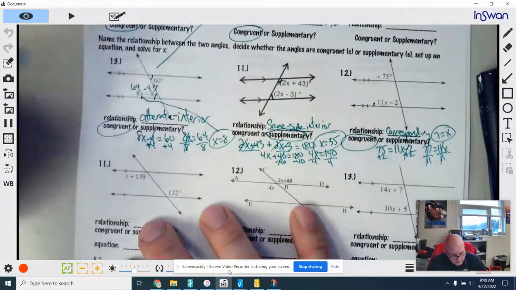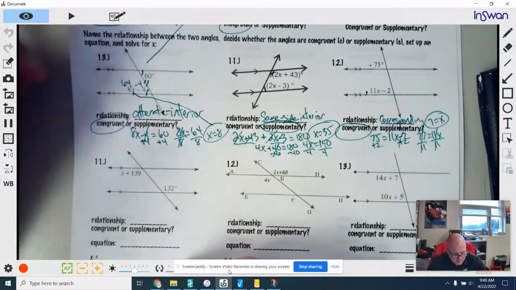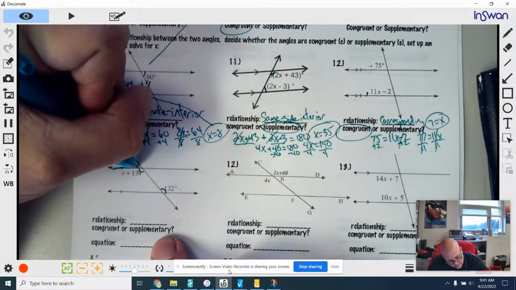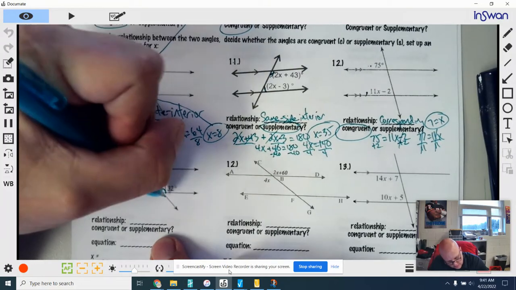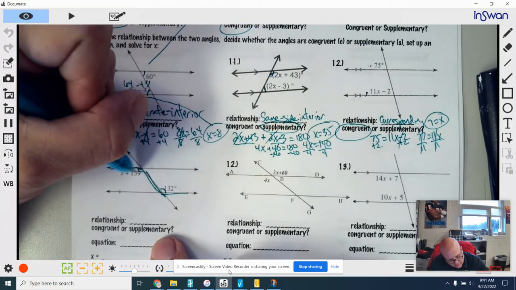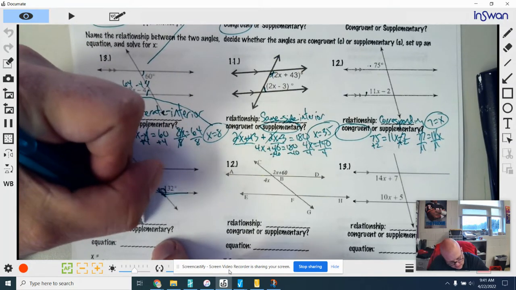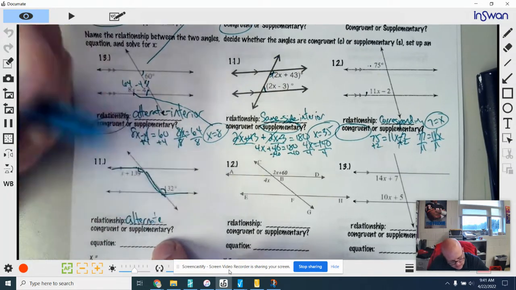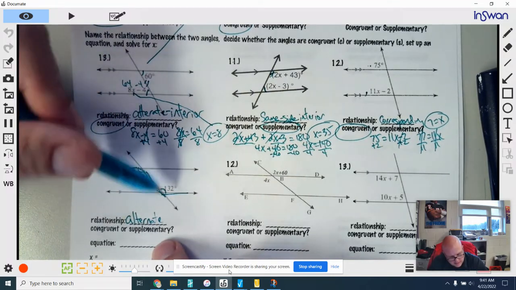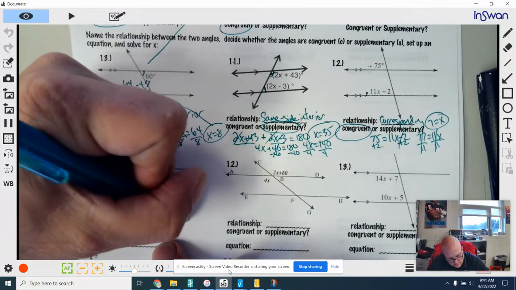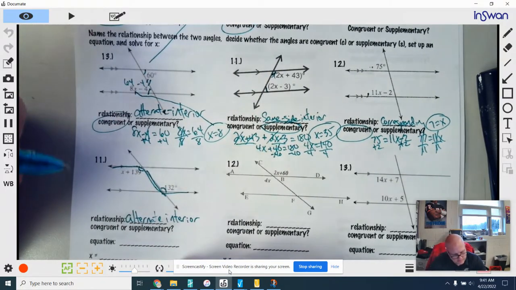Okay, number 11. So if I look at this one, and I look at this one, I see that it forms this Z shape. Okay, and my two angles are on the opposite sides of my transversal, so that tells me it's an alternate. And if I look at the angles, they're on the inside of the parallel lines. So alternate interior are what those angles are.